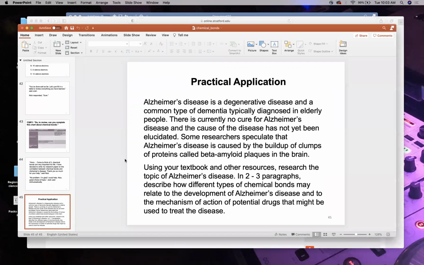So if I look at the practical application, using your textbook and other resources, research the topic of Alzheimer's disease. And in 200 to 250 words with a 7th edition APA formatted citation from either a .org, .gov, or .edu, describe how the different types of chemical bonds relate to Alzheimer's disease and the mechanism of action of drugs. So you have 2 things you have to answer. What do chemical bonds have to do with Alzheimer's disease? And how do we use drugs to try to treat disease?